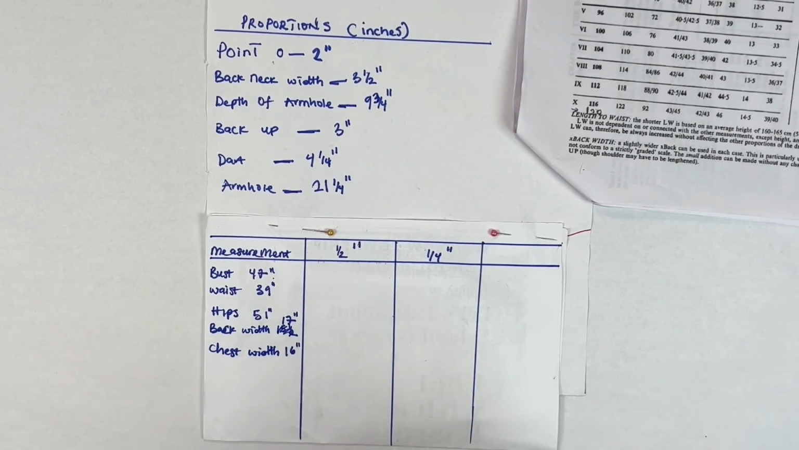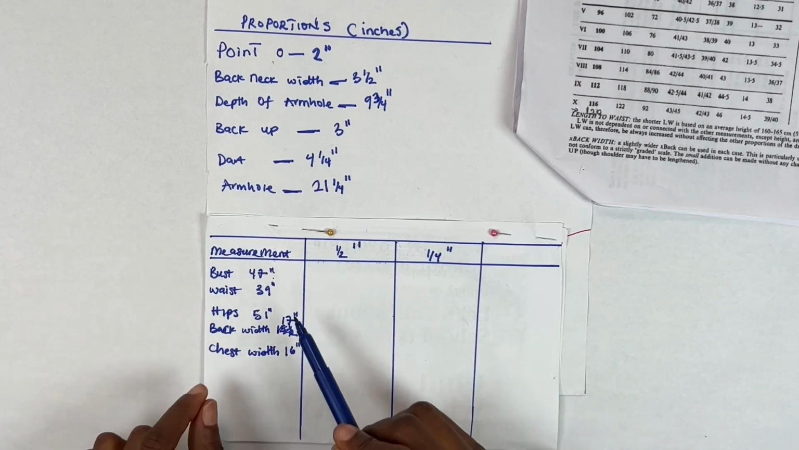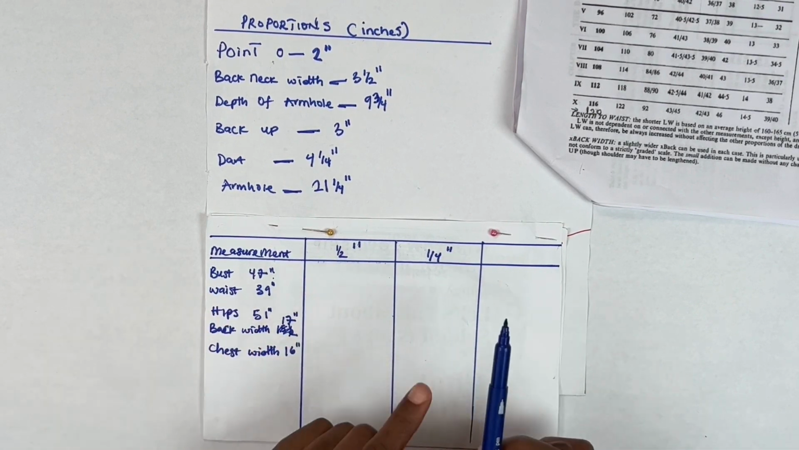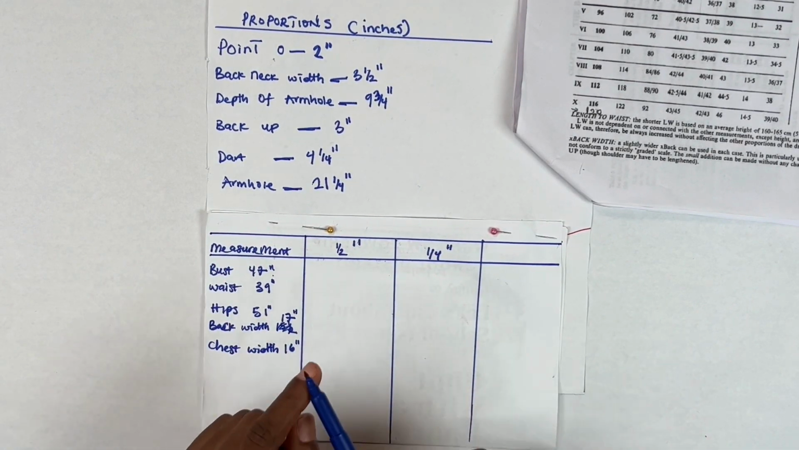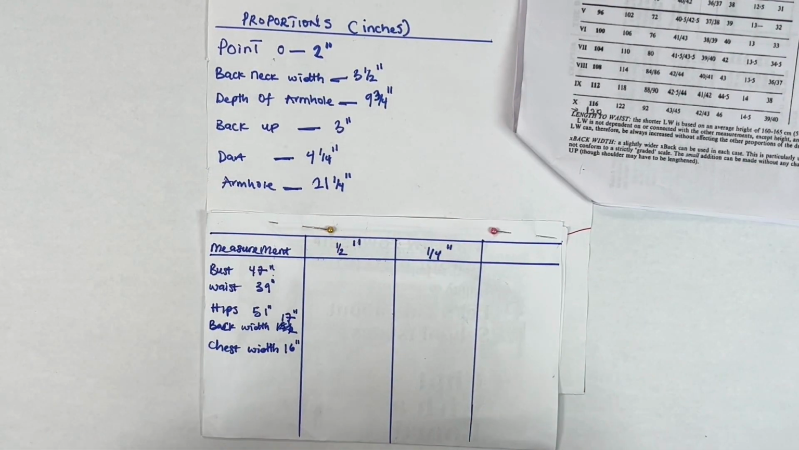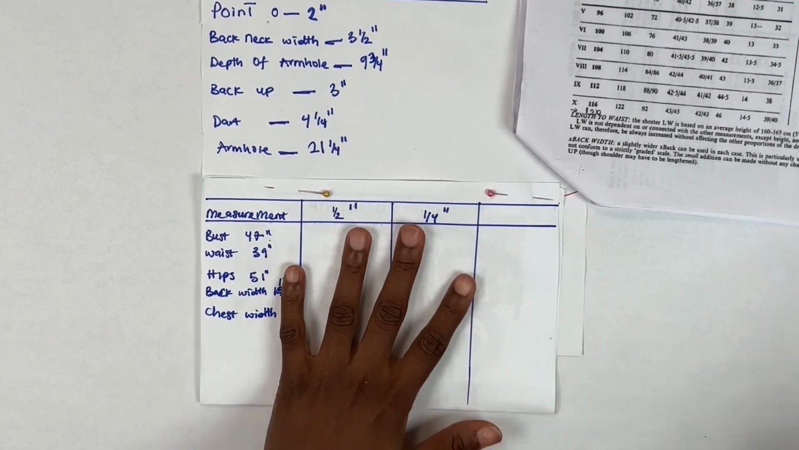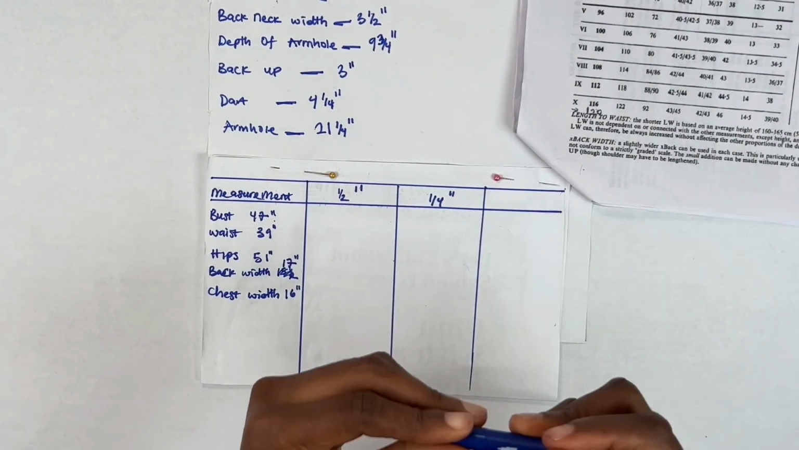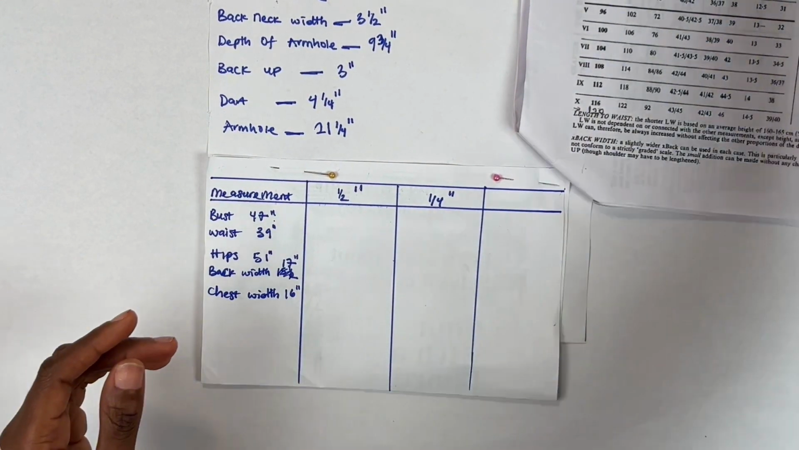So the next thing I'm going to be doing is to divide these measurements into half and into quarter. The ones that I'm dividing are the circumference of the bust, the waist, the hip, and then the back width, and then chest width. So this is how I'll be dividing it. Super easy. You don't even need a calculator to do that.